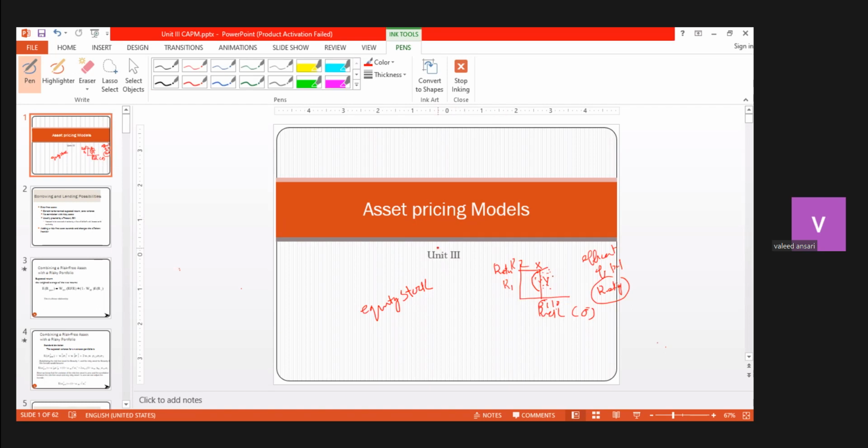For instance, if I draw this in a simple curve, with return and risk, the portfolio which lies here is the most desirable because it is offering the highest return. And the portfolio which is here is least desirable because its risk is maximum. So this is the least desirable and this is the most desirable portfolio.